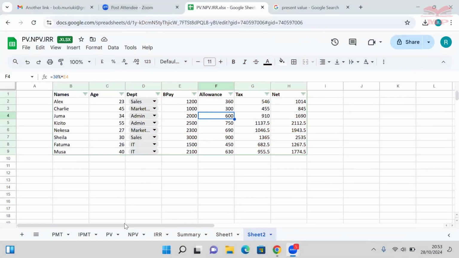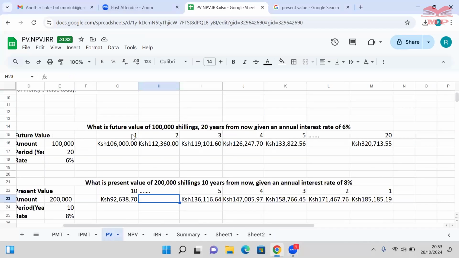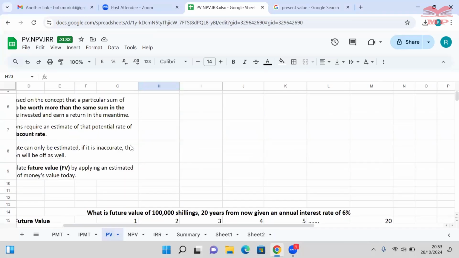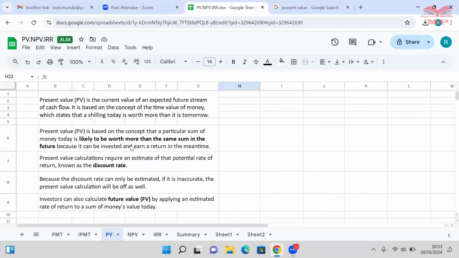All right. So for today's session, our main focus was meant to be this. PV is short for present value. It's a relatively straightforward concept. The idea is you're trying to get the current value of some future stream of income. The idea is there's something called the time value of money.